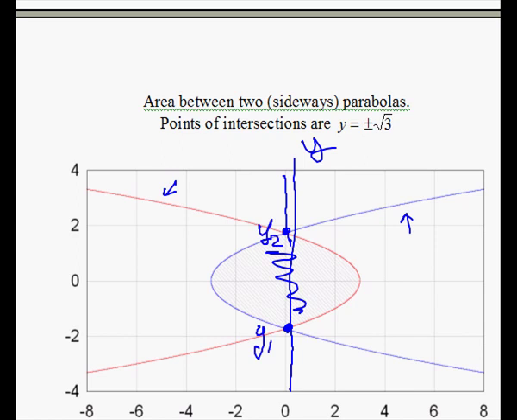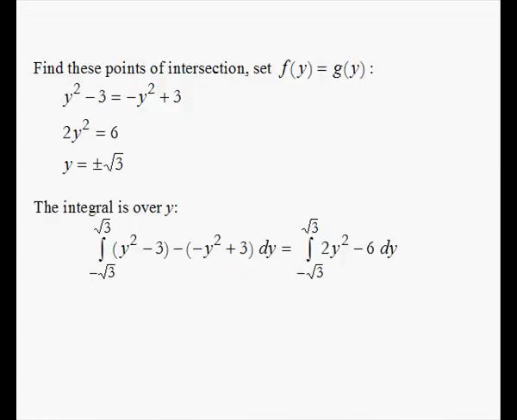And now, just as when we were integrating with respect to x, we had to find regions where f was greater than g and regions where f is less than g. Here it's not greater than or less than, it's right versus left. We aren't going to have that problem here because this parabola is always opening to the left, and this one's opening to the right, and they don't cross.